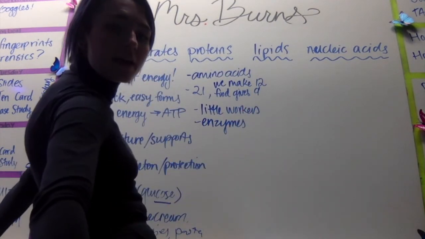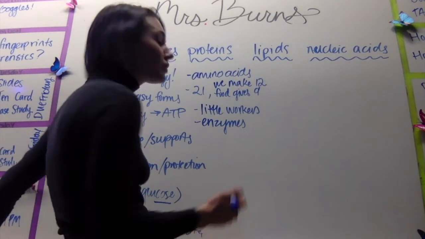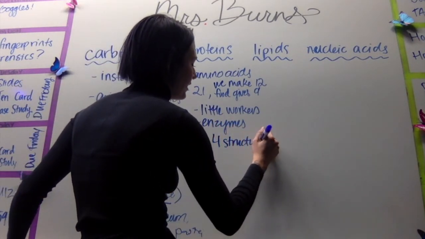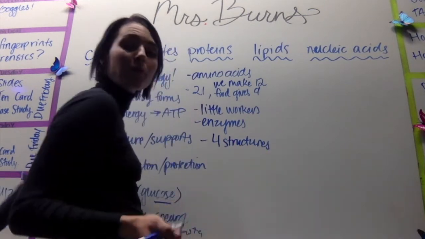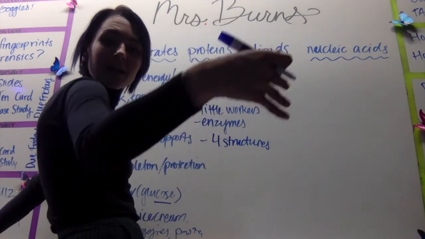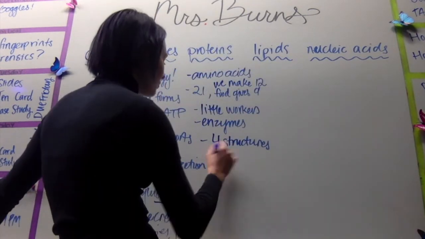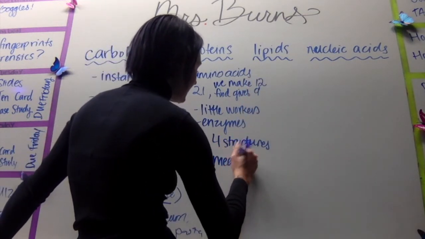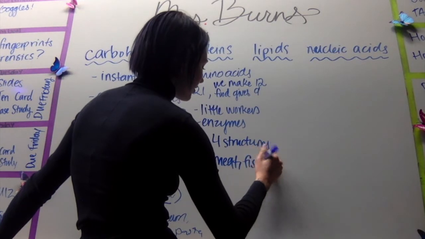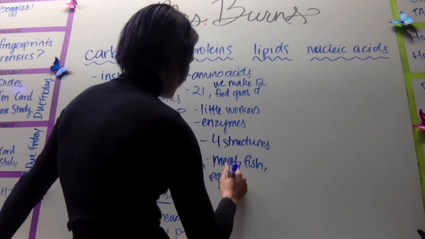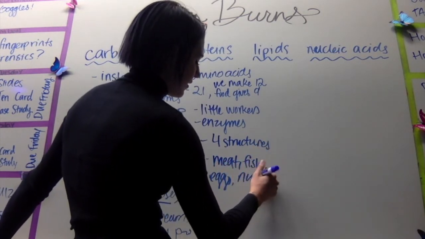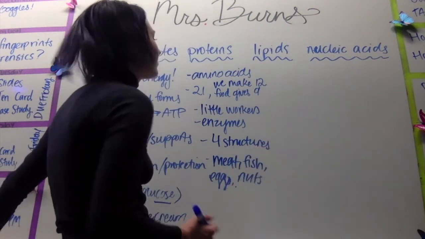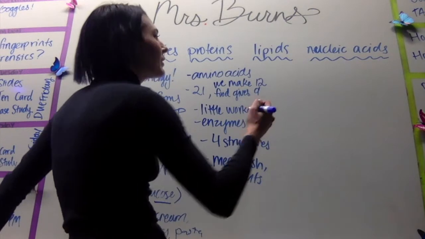They can come in different structures. There are 4 structures, primary through quaternary, and as they get more complex, they can do more things for our body. Some examples of proteins include meat, fish, eggs, nuts. Protein and amino acids are really important.